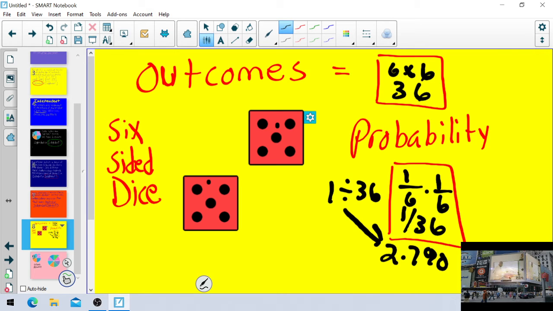You just do 1 divided by whatever the number is. And most of y'all use a calculator anyway, or a cell phone, or Google. Ain't nobody using their minds these days. Let's do another one. Does everybody see the difference between outcomes and probability? For outcomes, you count the number of sides: 6 right here, 6 right here, 6 times 6, 36. Probability, 1/6 times 1/6 equals 1 over 36. Two different things.